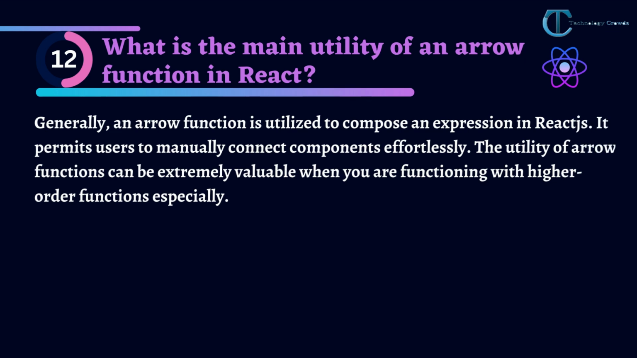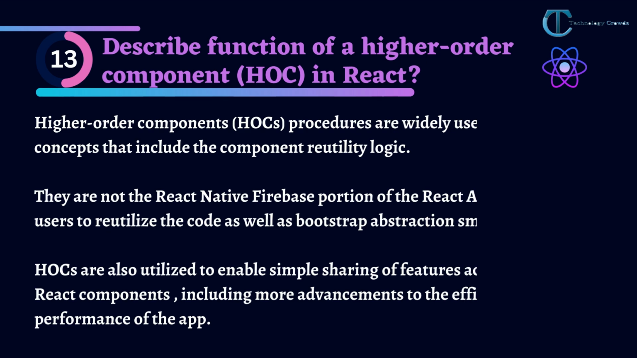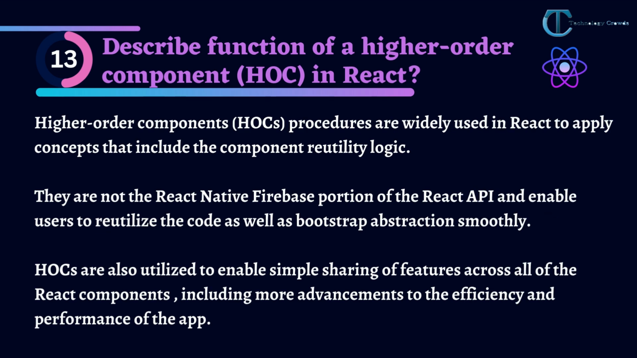12. What is the main utility of an arrow function in React? Generally, an arrow function is utilized to compose an expression in ReactJS. It permits users to manually connect components effortlessly. The utility of arrow functions can be extremely valuable when you are functioning with higher-order functions especially. 13. Describe the function of a higher-order component, HOC, in React.